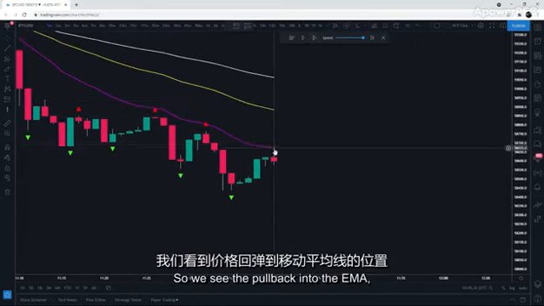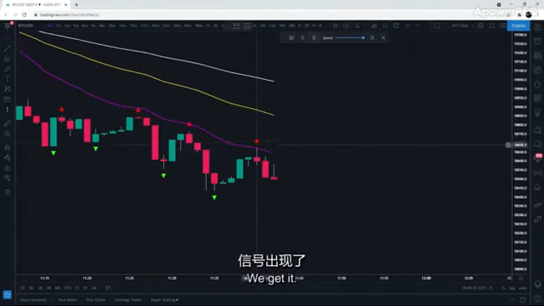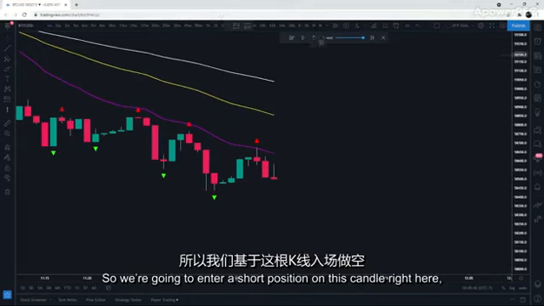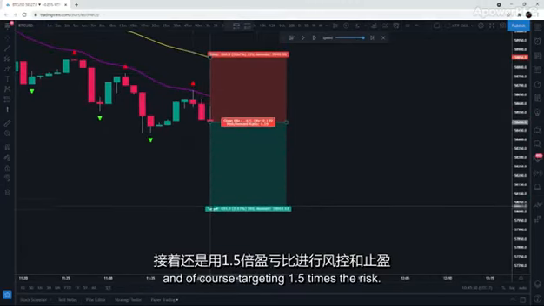So we see the pullback into the EMA, so we're just waiting for our fractal. We get it, so we're going to enter a short position on this candle right here and place our stop at the 50-period exponential moving average, and of course targeting 1.5 times the risk.